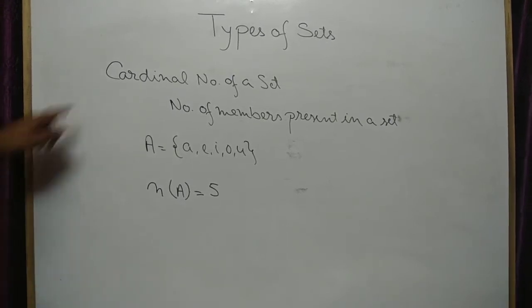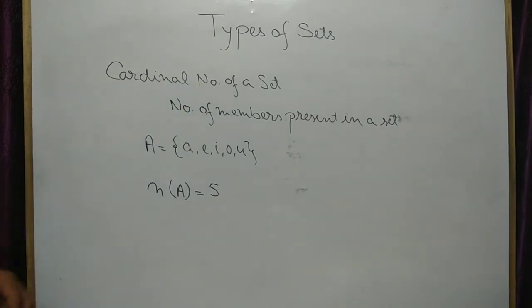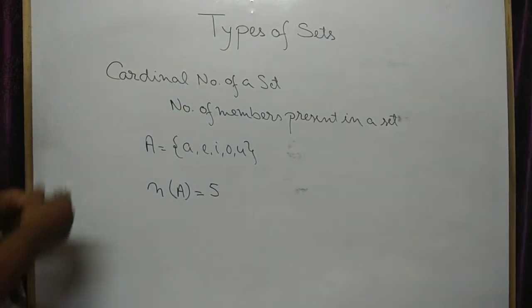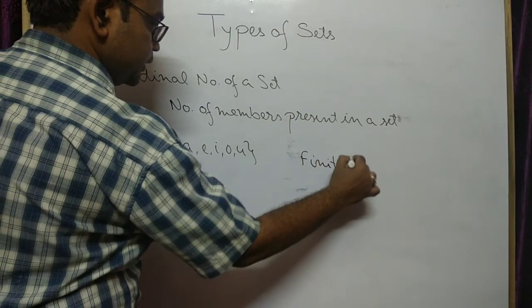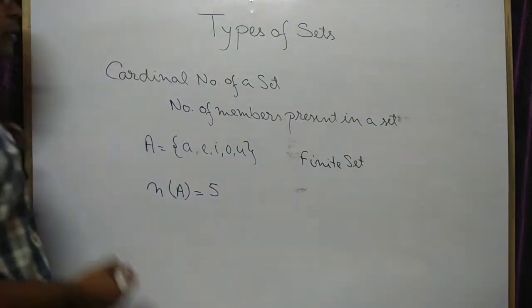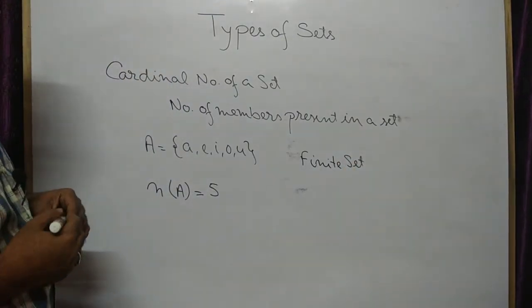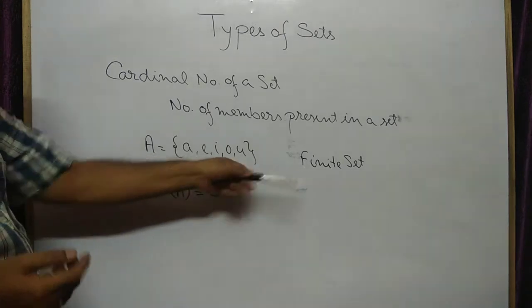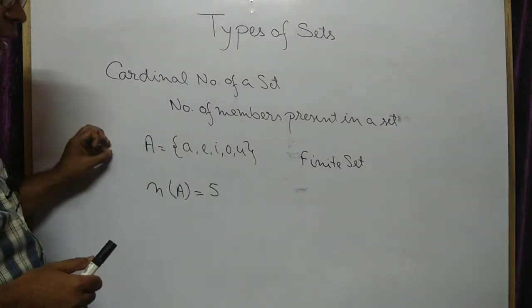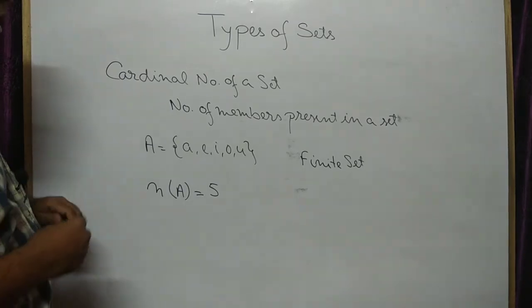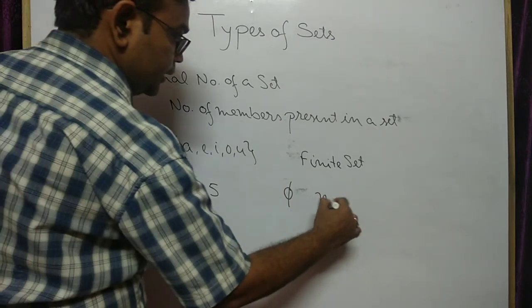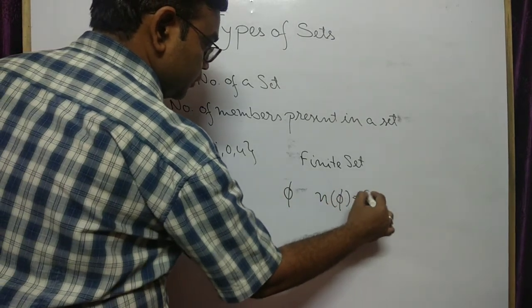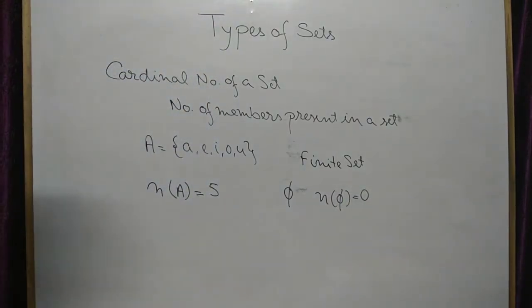Remember, this cardinal number is only of finite sets. We are unable to find the cardinal number of infinite sets. So under the finite sets we have finite sets, then singleton sets, then null sets. Remember, for a null set, n of phi is always equal to 0, because there is no member. So you must remember these things.